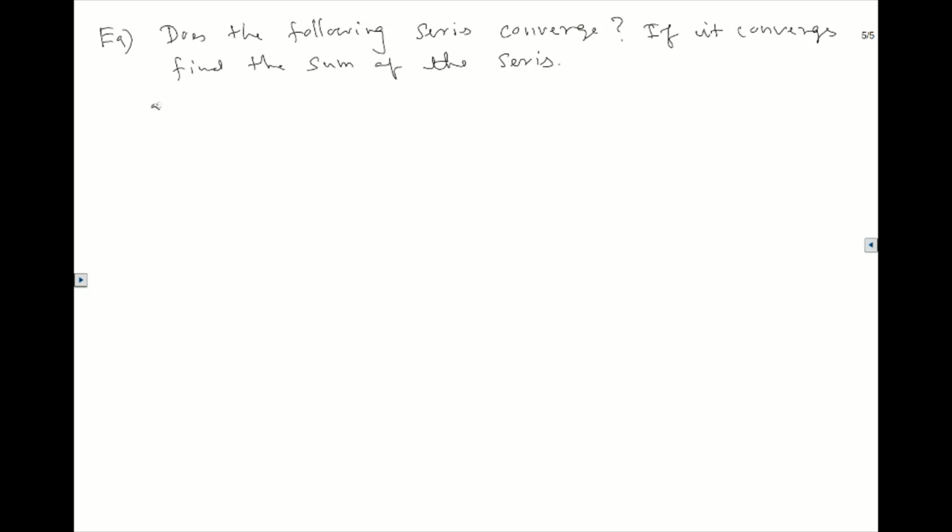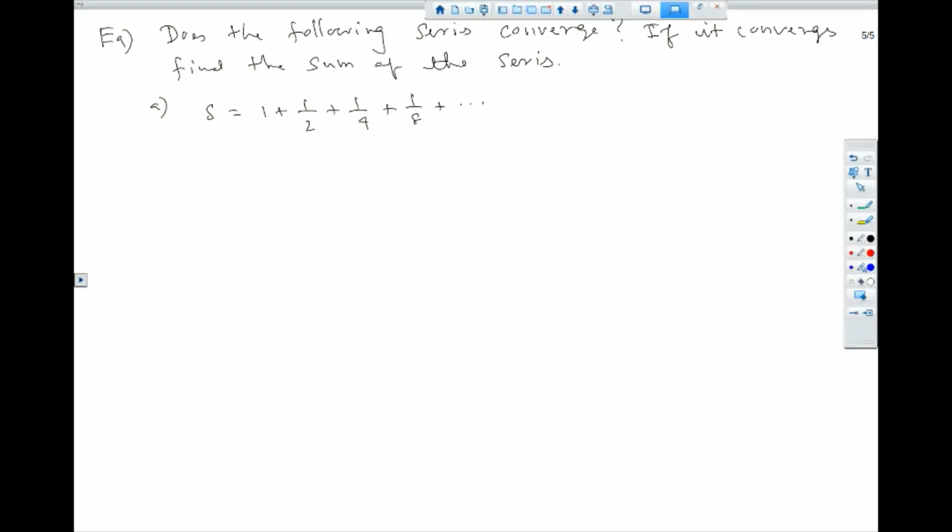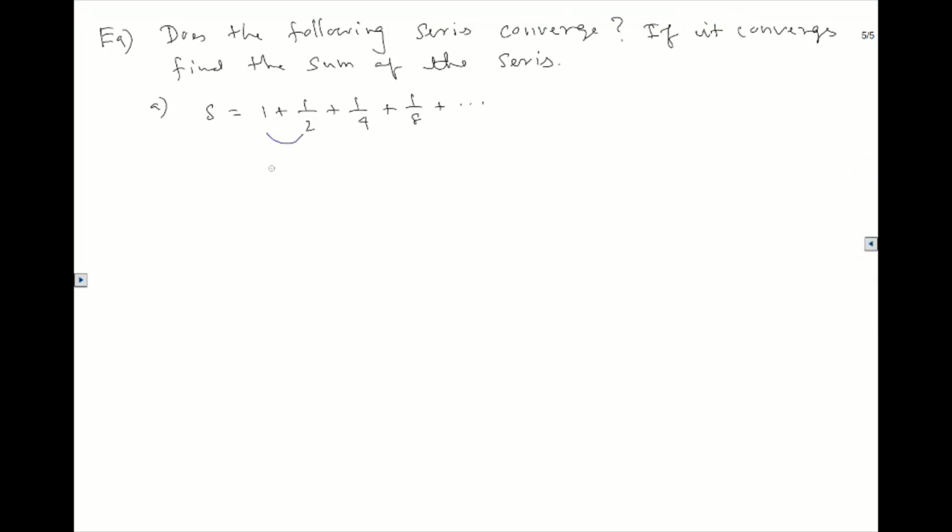So let's look at the first example. Let's say the series is equal to 1 plus 1/2 plus 1/4 plus 1/8 and so on. We actually proved that this is going to converge, but let's see what's going on here. We're going to find r, because we want to check whether this is a geometric series. To do that, we can divide two consecutive terms. So if we divide these two, 1/2 over 1, how much do you get? 1/2, and that is the ratio.